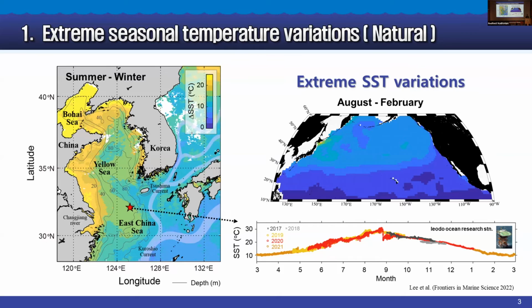First driver is the extreme seasonal temperature differences. The East Asia monsoons result in a summer and winter temperature difference ranging from 15 degrees Celsius in the East China Sea, and even greater than 25 degrees Celsius in the upper part of the Yellow Sea. So a 20 degree change can change surface water pCO2 as much as about 300 ppm. So this could be one of the major drivers for surface pCO2 dynamics.